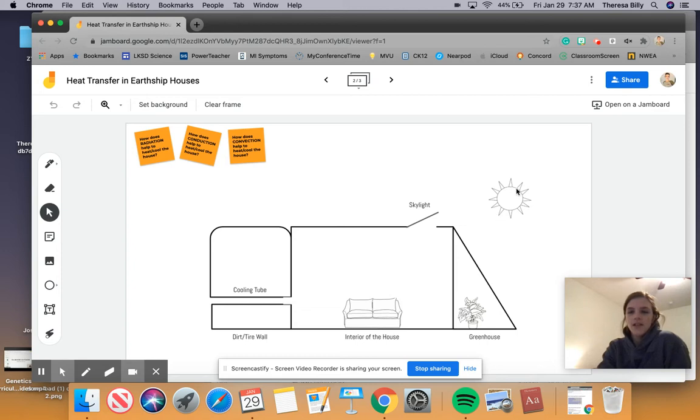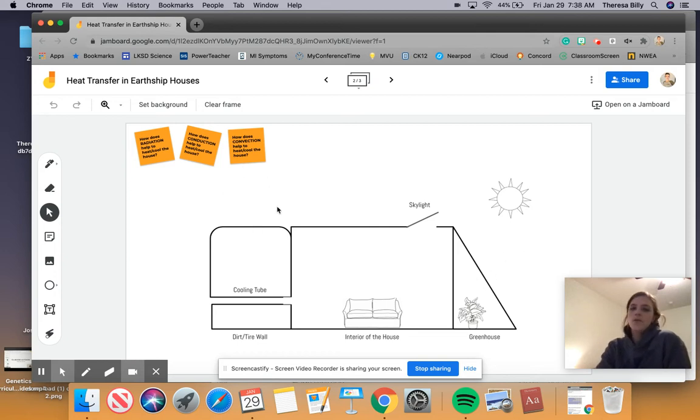I did put a sun here because that's going to be important. Now your job is to go through and label where radiation could possibly help to heat or cool this house. So why do you think I put the sun there? The big one is that the sun's radiation directly helps to heat up the greenhouse. You could put arrows here, or a sticky note that describes that.